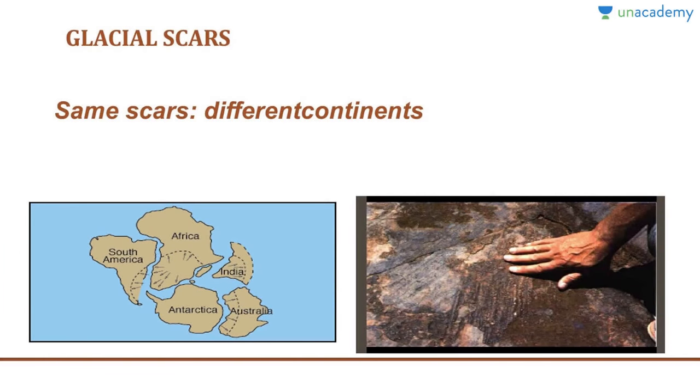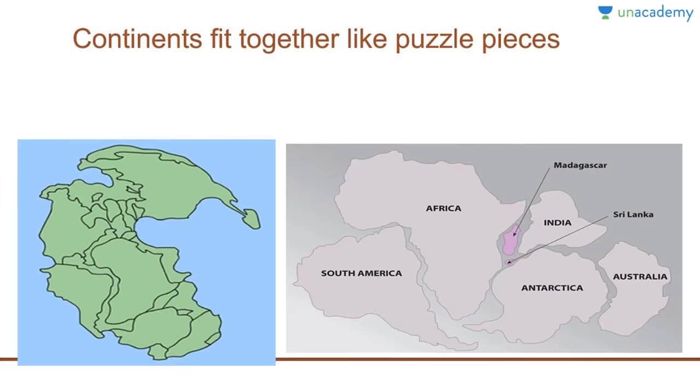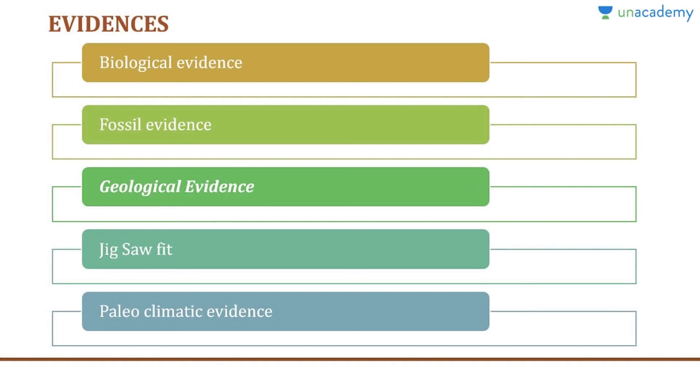Now, another evidence is glacial scars or glacial striations. Whenever a glacier moves, it leaves scars on the rocks on which it moves. Such similar scars have been found in different continents, for example South America, Africa, Antarctica, Australia, India. This made Wegener conclude that all these continents were once a part of the supercontinent Pangaea, supporting the continental drift theory. So we have discussed biological evidence, fossil evidence, geological evidence, jigsaw fit, paleoclimatic evidence.